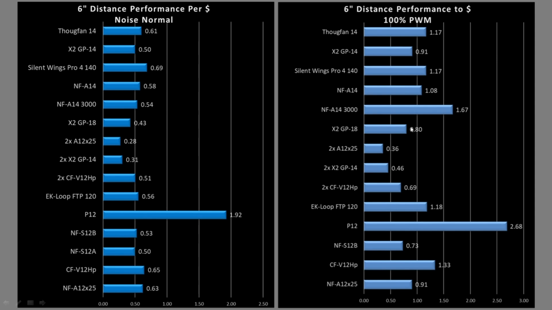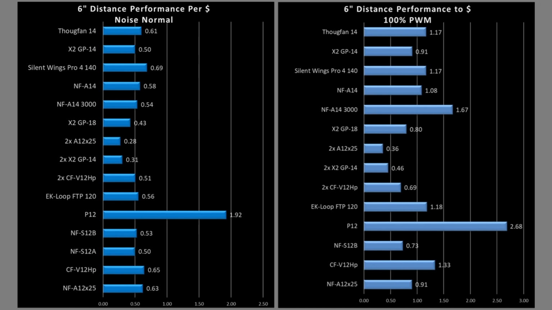Cranking things up to 100% PWM fan signal, we see that the 140 is way up at the top. The 220s for this middle class fan really are relatively low in terms of that value proposition, where actually the 180 is better. And the 240s, 220s, the A12X25 and the X2GP14 are kind of on the low side for that value proposition.